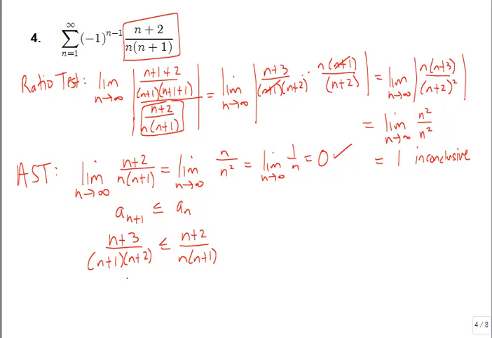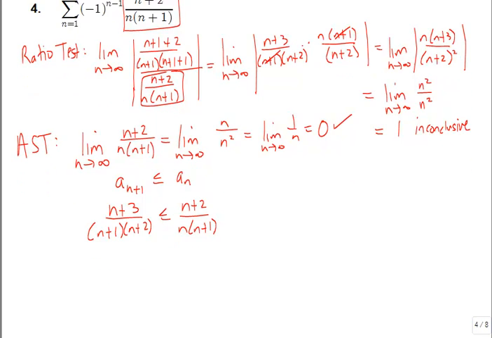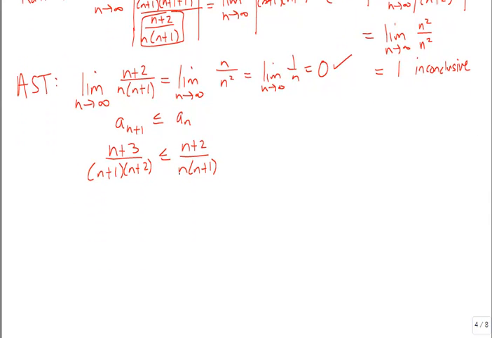Now it's not obvious to just look at this and necessarily see, because your numerators are not the same and your denominators are not the same. So I'm just going to do a little bit of algebra here. I'm going to go ahead and cross multiply. So this left hand side is going to become (n+3) times n times (n+1). So I'm just multiplying this way, and that's got to be less than or equal to, when I multiply this way, (n+1) times (n+2) squared.